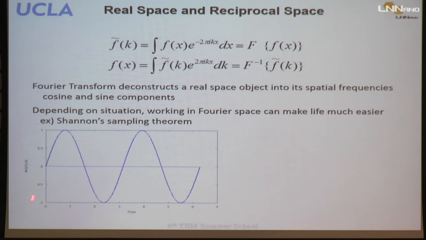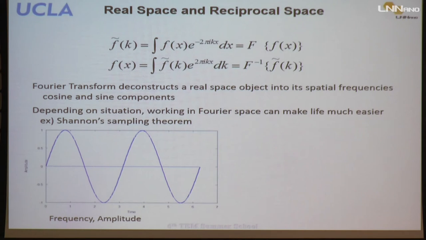For example, this is a very easy case. This is a sine wave. I don't need to section this out to send this information. I just give them this frequency and this amplitude. Then the receiver can reconstruct this signal by using that frequency and amplitude.